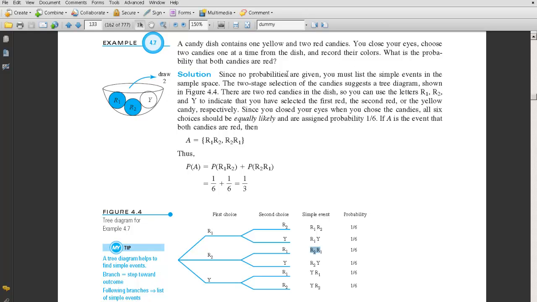And then the question was, I guess I'm going to finish this problem. What is the probability that both candies are red? So how many out of the 6 of them have 2 red? This one does, and this one does, and those are the only 2. So the probability is 1/6 plus 1/6. There are 2 ways to do it. Each of them has probability 1/6. So it's 1/6 plus 1/6, which is 1/3. So what's the probability of getting exactly 2 red? 1/3.